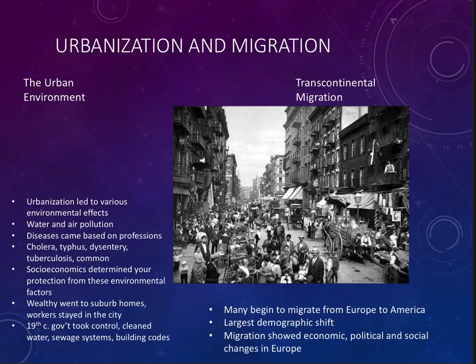Transcontinental migration. Because of the Industrial Revolution happening in the United States as well, you're going to see a lot of people come into the U.S. and want to work in these factories. They found that there was a lot of good job opportunity here. And usually the plan was, I'm going to go, I'm going to work, I'm going to make some money, and then I'll go back home to Europe. What ends up happening is that people stay and they begin to develop their own little towns, like Chinatown, or a predominantly Italian neighborhood. And it was the largest demographic shift that the US had seen by that time.